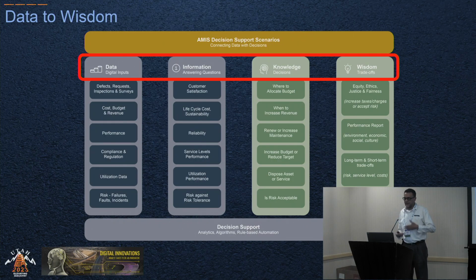So the idea with the AMIS support scenario is we look at decision support, which is analytics, algorithms, and rule-based automation. That's the key function behind what we do with our data architectures. And you can see in the stovepipes various examples of what we do at each of those phases whenever we're taking data and trying to utilize that data for wisdom.